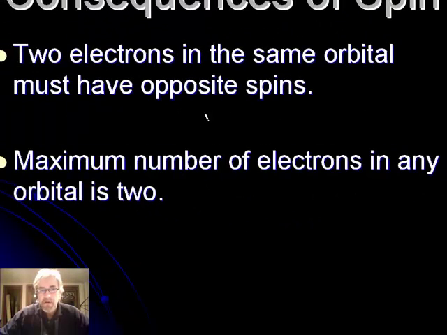Another consequence is that the maximum number of electrons you can have in any orbital is 2, because there are only two spins. So if you have a spin up one in there already, then the next one has to be spin down, and then it's full. You can't fit any more electrons in there.